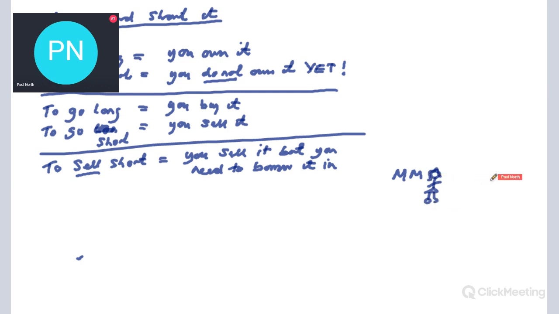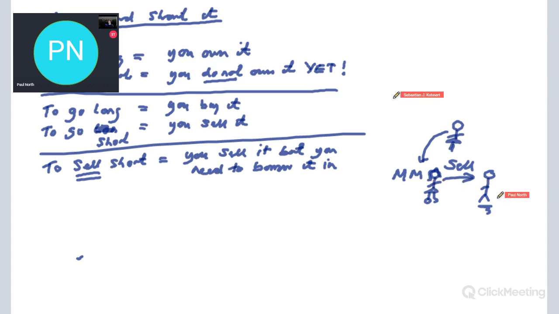She is approached by this entity over here. He wants to buy an asset from her. She doesn't have it. So she has to go to somebody else, borrow in the asset, and then she can sell the asset onto this party here. What has she done? She has sold an asset by borrowing it in. In other words, to sell short means you sell something borrowing in.